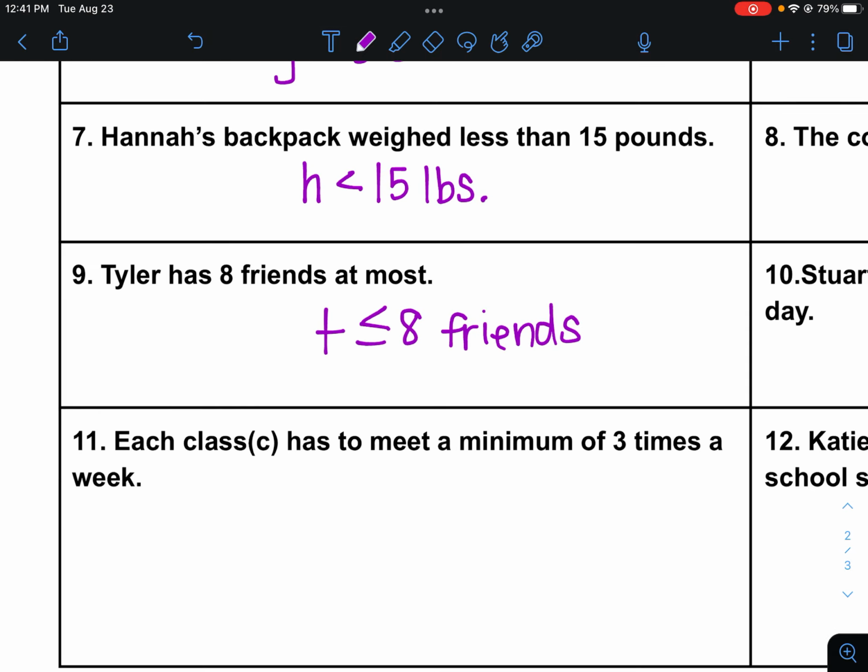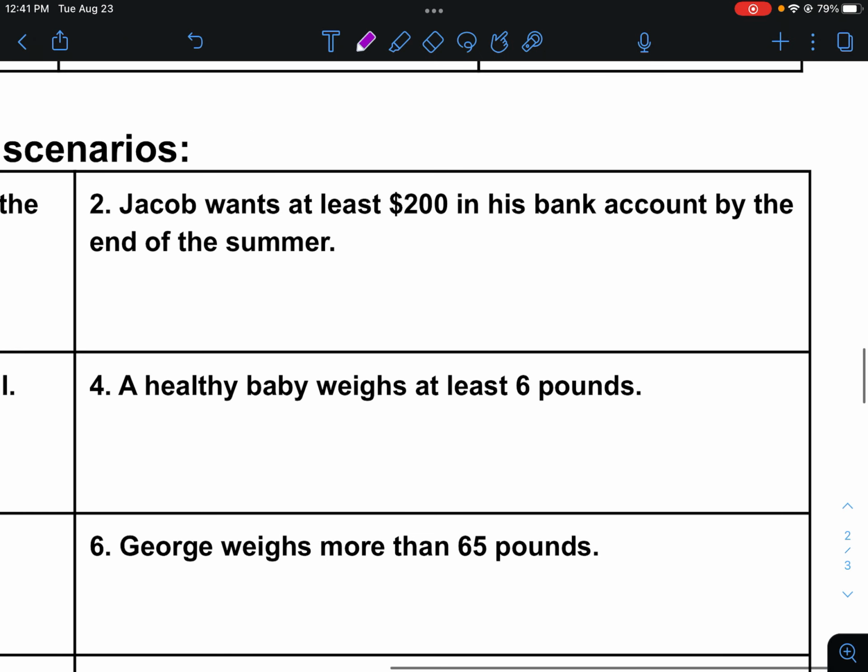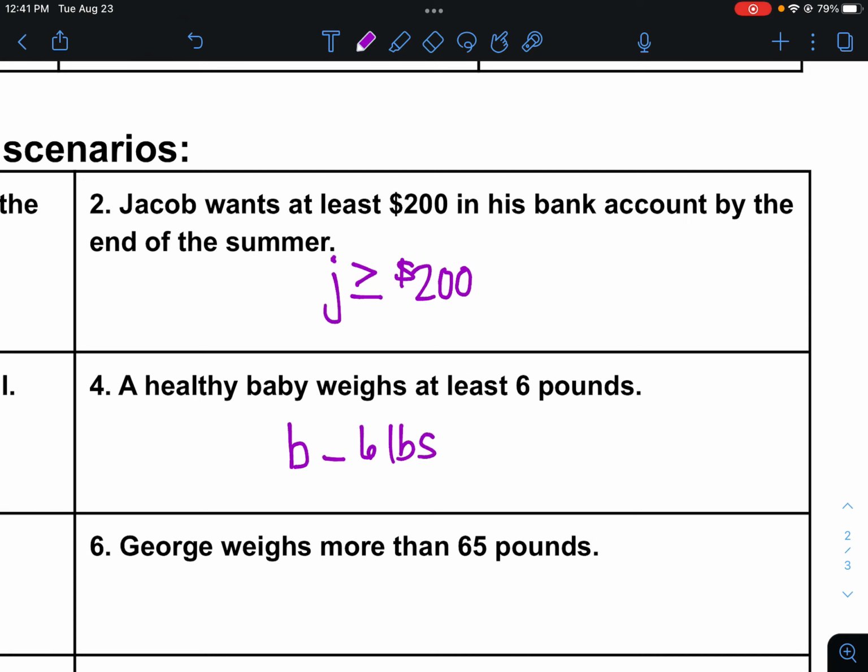Each class has to meet a minimum of 3 times per week. So C for class. The minimum means they can meet exactly 3 times, but they could meet more than 3 times, but not less. Going to the right side, Jacob wants at least $200 in his bank account by the end of summer. So J for Jacob, he has $200. He could equal $200, or he could be greater than. A healthy baby weighs at least 6 pounds, so we want them to be equal to 6 pounds, or they could be greater than.